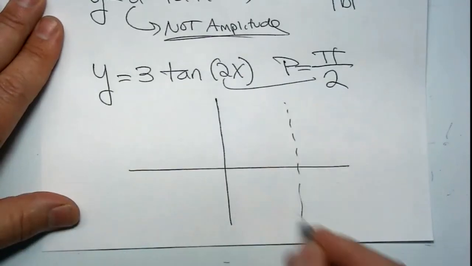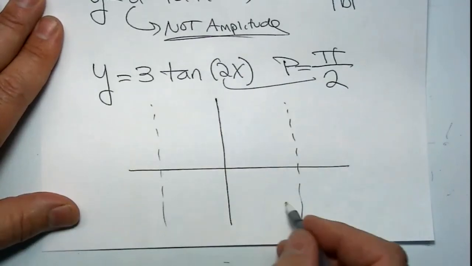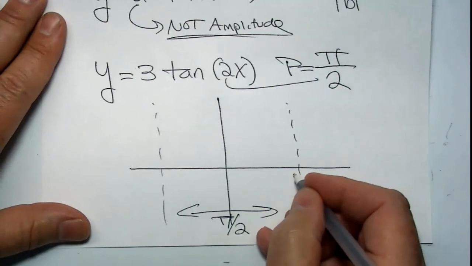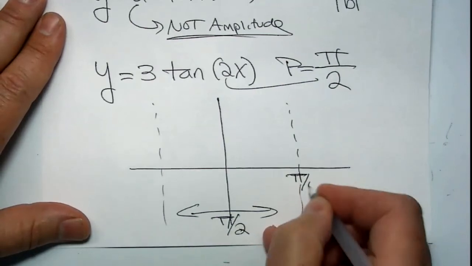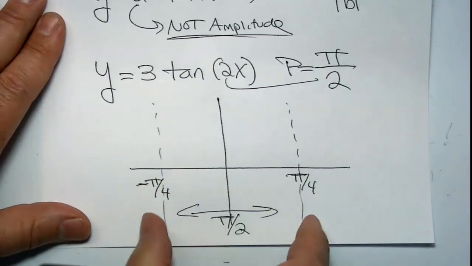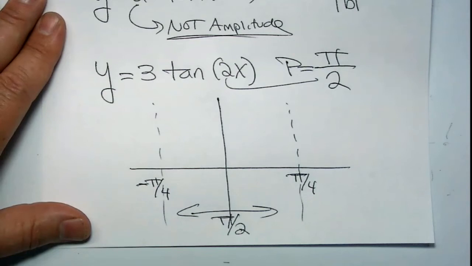Now, between these two asymptotes, it's supposed to be pi over 2 wide. This whole thing is pi over 2 wide. And how do we make that happen? Well, you've got to divide this again in half. So this must be pi over 4, and this must be minus pi over 4. Add these two intervals up, you get your pi over 2.